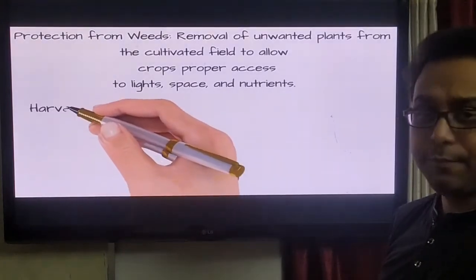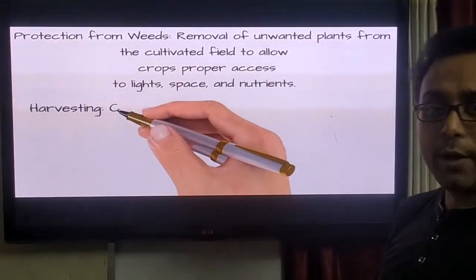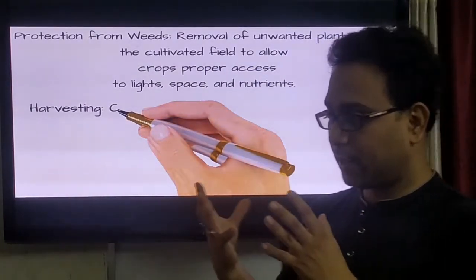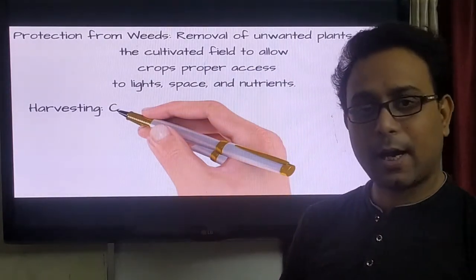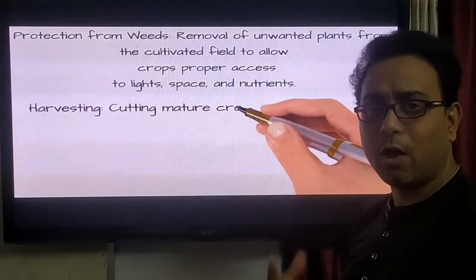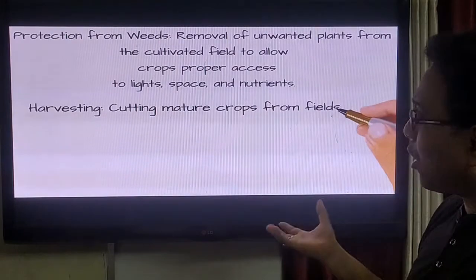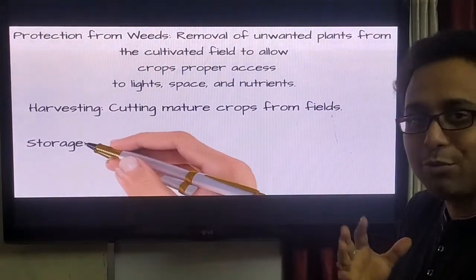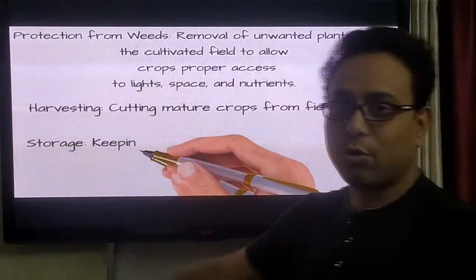So after protection, the harvesting. When your production is completed and the plant products have grown completely, at that time it is required to harvest. How? By cutting the mature crops from the field. After harvesting, the most important step, that is the storage.